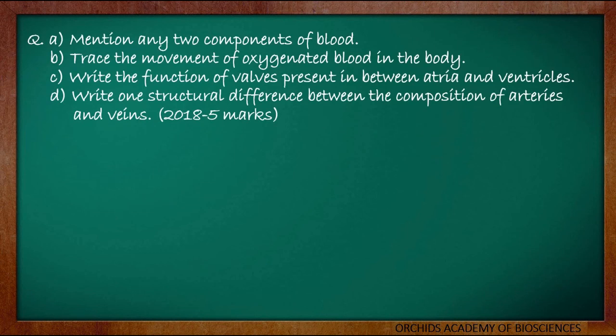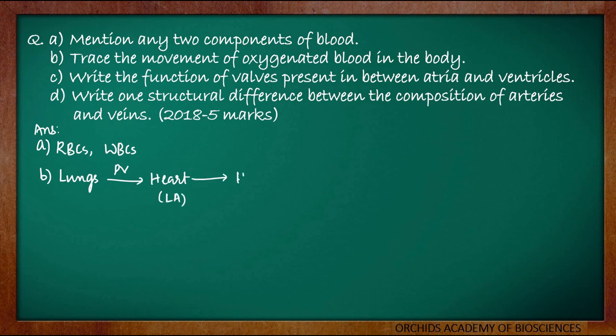Let us discuss another question for 5 marks from 2018. The first part of the question asks us to name two components of blood. We can write RBCs, WBCs, or any other components like platelets or plasma. The next part was to trace the movement of oxygenated blood in the body. It's again the same question. You can write from lungs, pulmonary veins will carry blood from the lungs to the heart. In the heart, first it will go to the left atrium, then from the left atrium to the left ventricle, and finally to the body parts through the aorta.